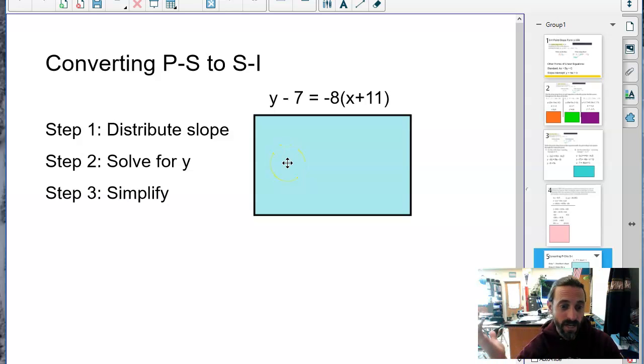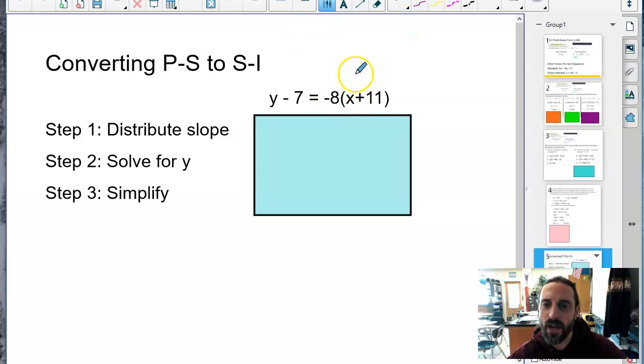Last thing I need to show you, oh my gosh, we're going up to 10 minutes, it's taking a while. When you want to convert an equation from point slope to slope intercept, here's how you do it. Step number 1, I have an equation, and this is one we figured out from before. So you have your equation. Step 1, distribute the slope, which means to multiply negative 8 by x and negative 8 by 11.